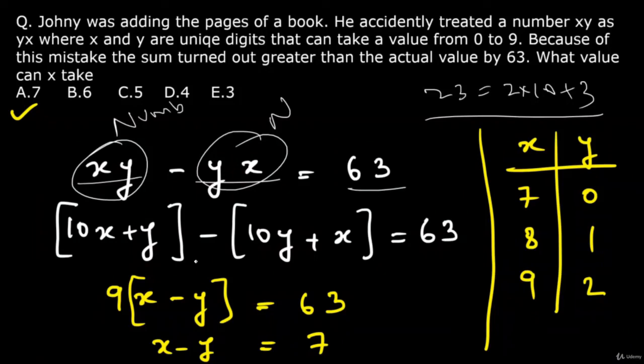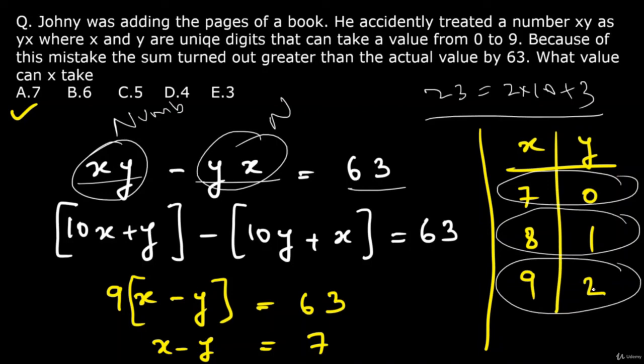Now when you subtract these, you will get 9 into x minus y, that's equal to 63, or x minus y is equal to 7. Alright, so what are the possibilities? You can have x as 7 and y as 0, or x as 8 and y as 1, or x as 9 and y as 2. And from the options, there's only one among 7, 8 and 9 given in the options. That's option A. So the correct answer is option A, that's 7.